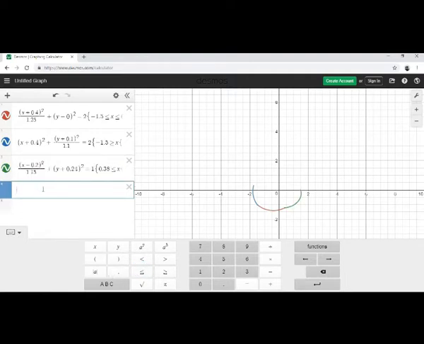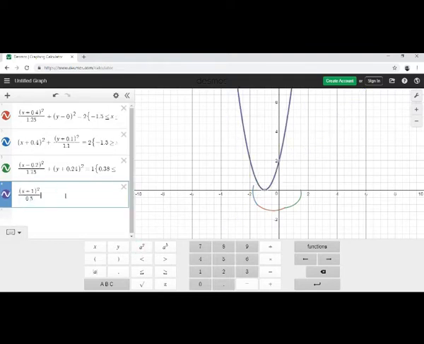(x + 1)² / 0.5 + (y − 1.1)² / 1.5 = 1, with 0.7 ≤ y, and x ≤ −1.